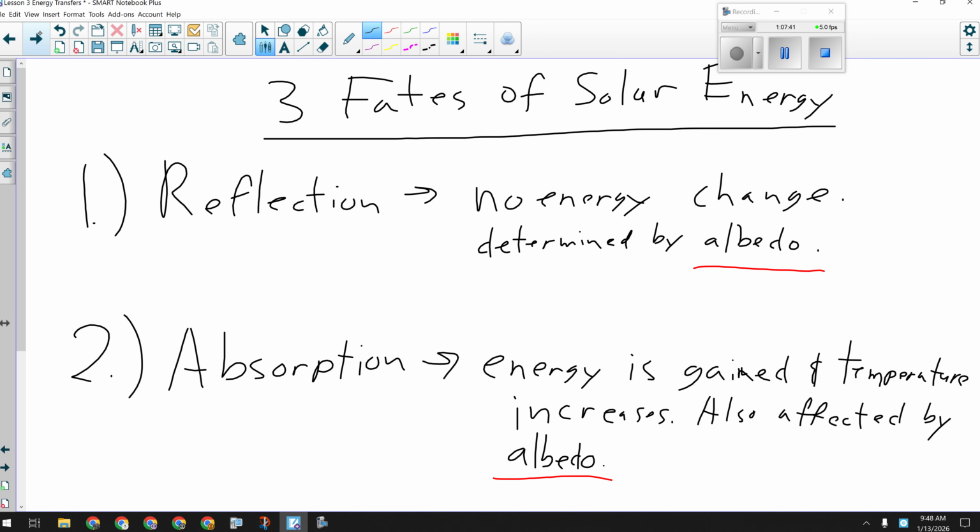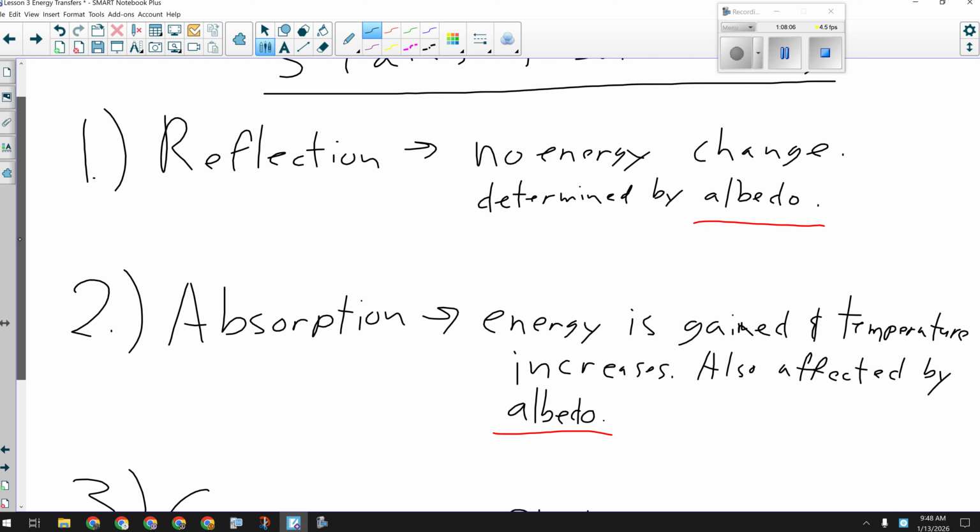Okay, so if you didn't get these written down before when I wrote them down, get them written down now. That's the 3 fates of solar energy. If it's reflection, no energy change, that's determined by albedo, usually a high albedo. Absorption, energy is gained, temperature increases, also affected by albedo, usually a low one. And then you also have conversion by plants.